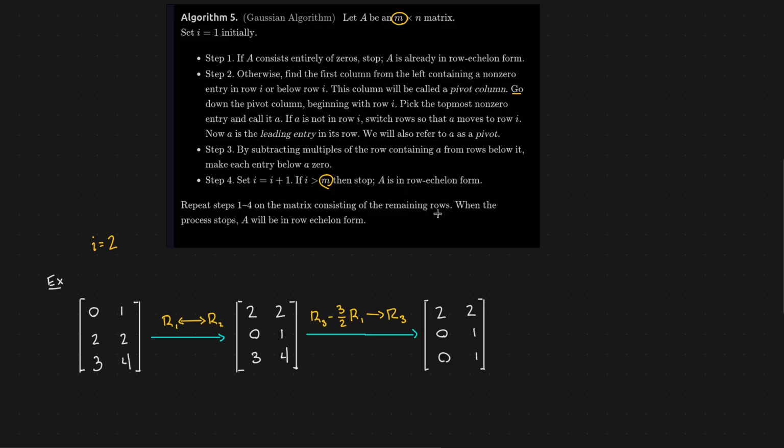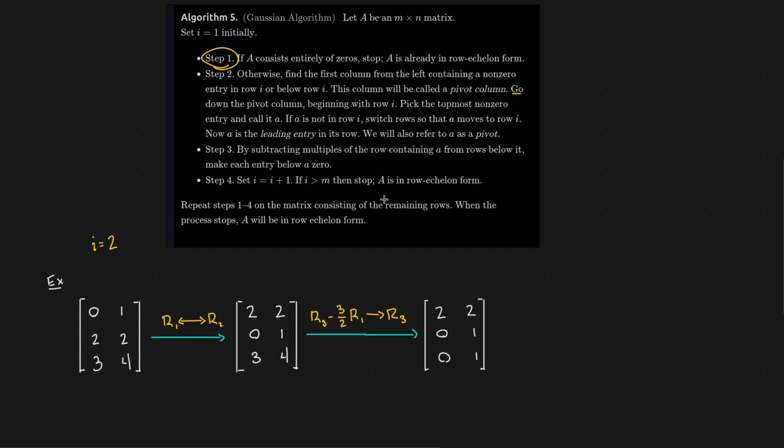Okay, A is in row echelon form. So is 2 bigger than my number of rows? Well, no, I've got 3 rows. So I'm going to continue. Okay, and then I repeat steps 1 through 4 on the matrix consisting of the remaining rows. When the process stops, we will be in row echelon form. So now I'm going to repeat it, but with I equals 2.